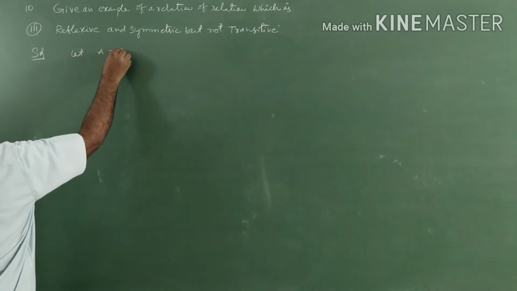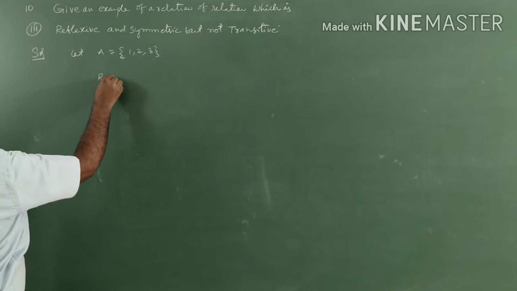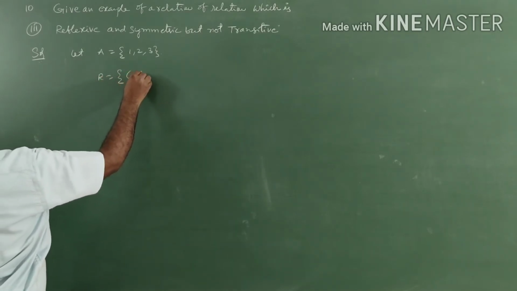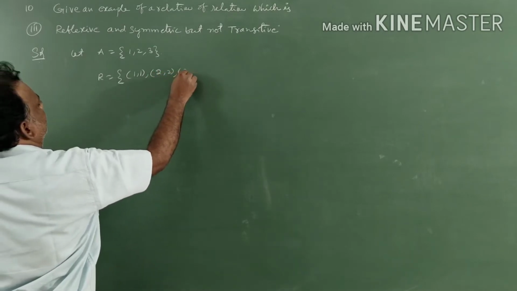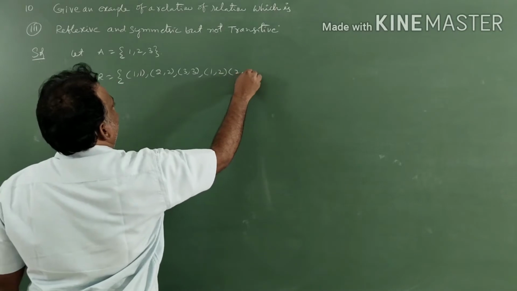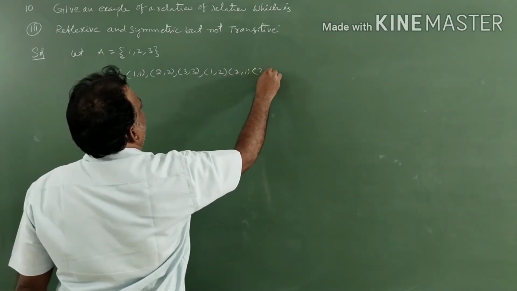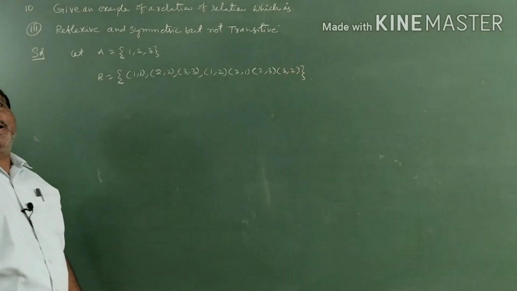Let set A be equal to the set {1, 2, 3}. R is the relation defined by the set {(1,1), (2,2), (3,3), (1,2), (2,1), (2,3) and (3,2)}. So this is the given relation.